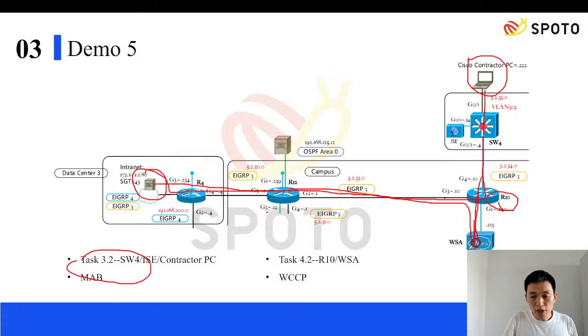And here we need to pay attention to the rules for return packets, which should be directed to the web security appliance. The return rules should be directed to the web security appliance. Obviously, you need to configure task 3.2 first before you can test task 4.2. And yes, that is the dependence.